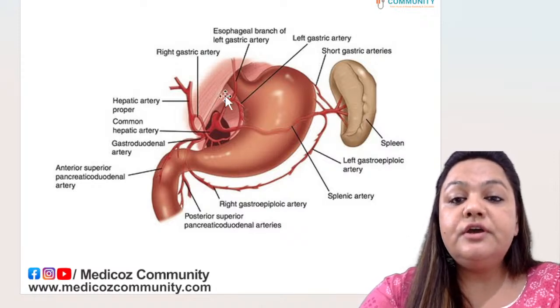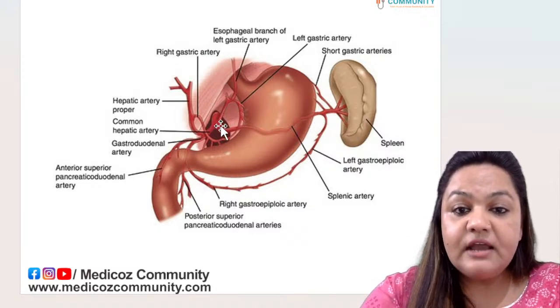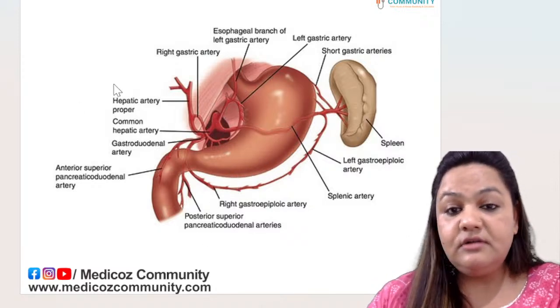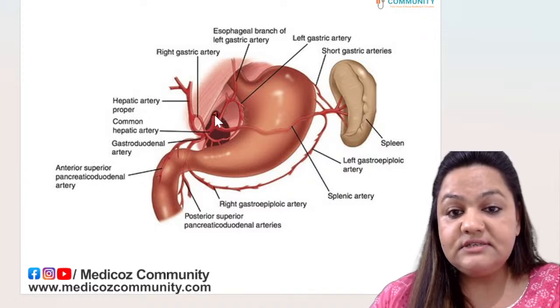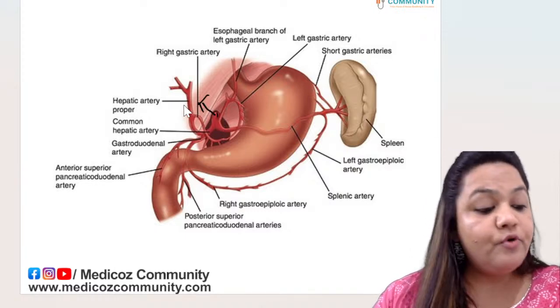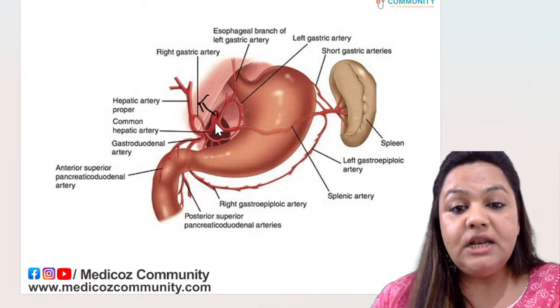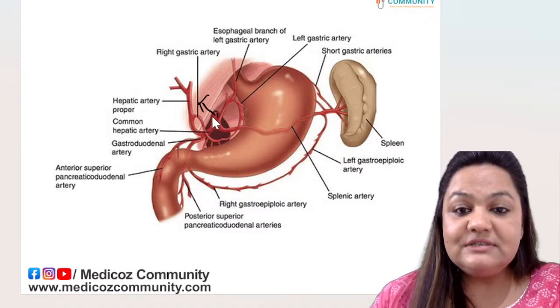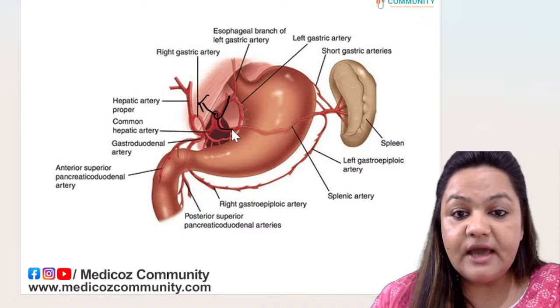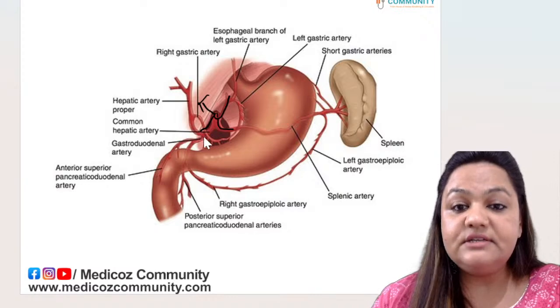Okay, so here we have this stomach. Now this artery here is the celiac trunk. I hope you all are aware of it. It is coming from the abdominal aorta. Now this celiac trunk divides into three arteries here. It is giving three arteries here.